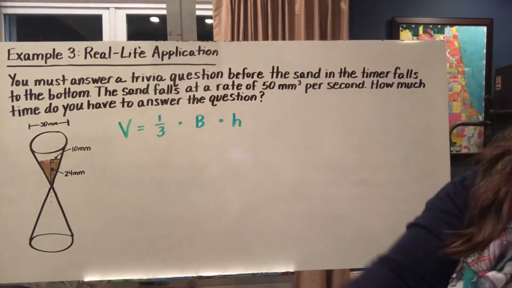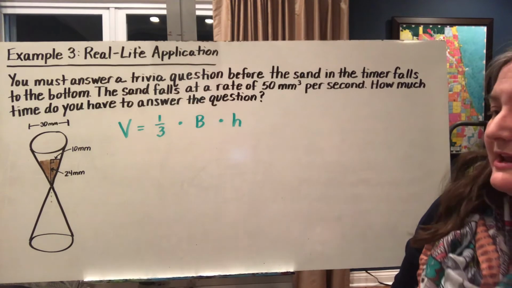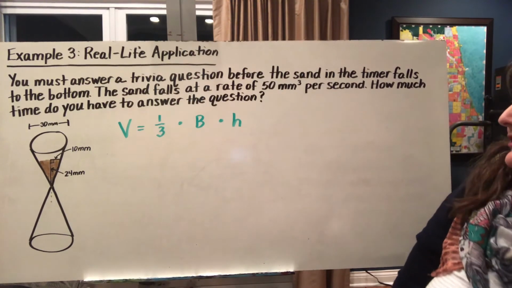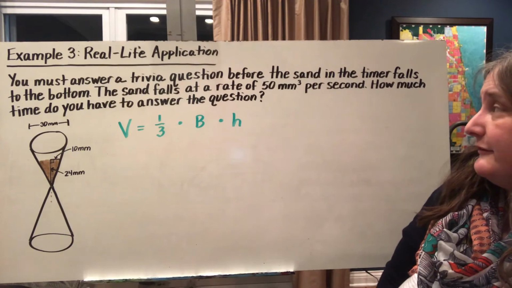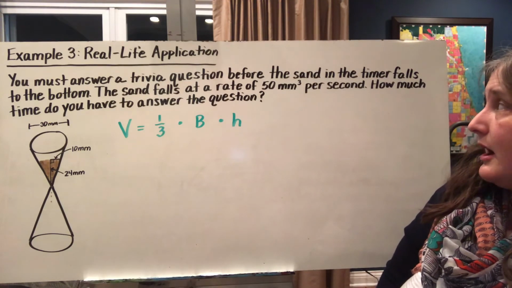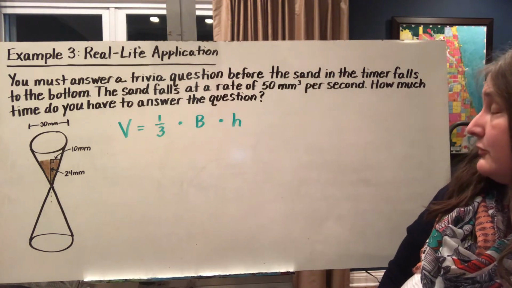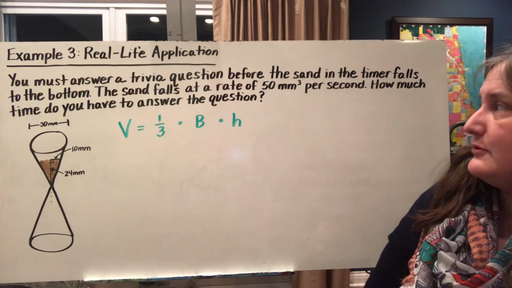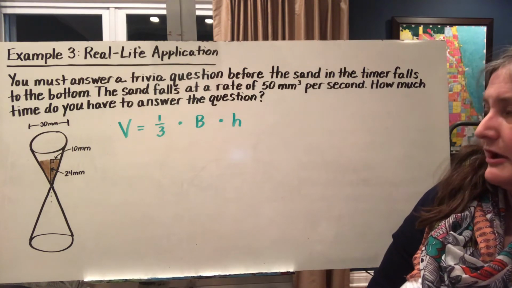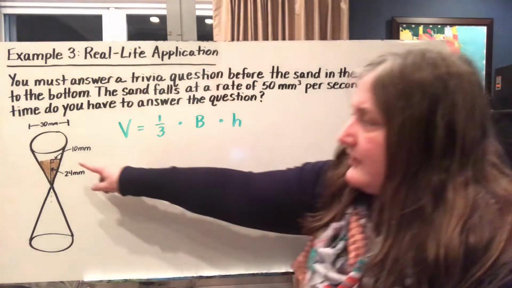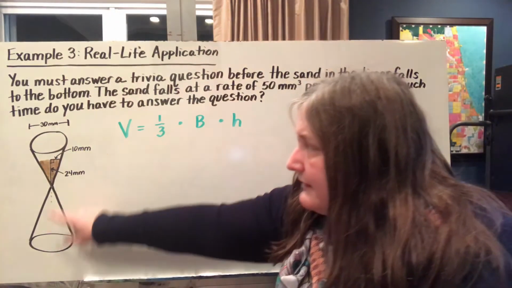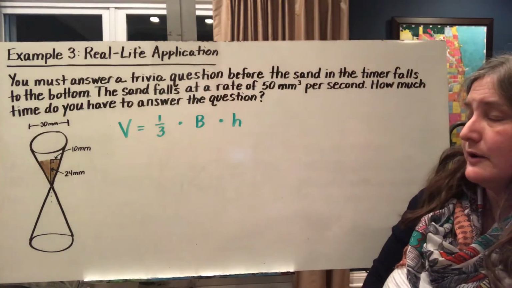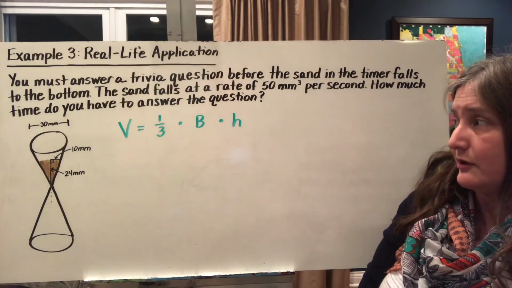Let's take a look at this real life example. You must answer a trivia question before the sand in the timer falls to the bottom. The sand falls at a rate of 50 cubic millimeters per second. How much time do you have to answer the question? Okay, so currently we have our sand in the top part of the timer here, and it's going to be falling down, and when it all falls through, our time is up to answer the trivia question.